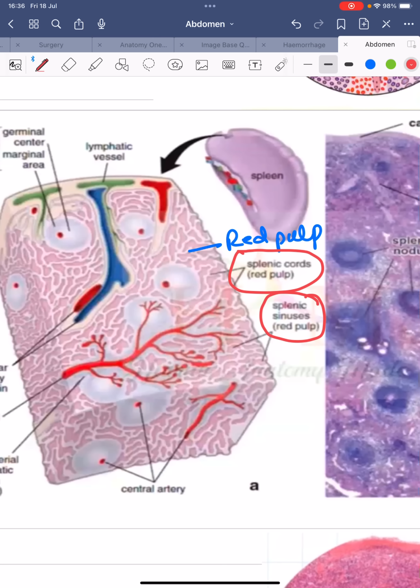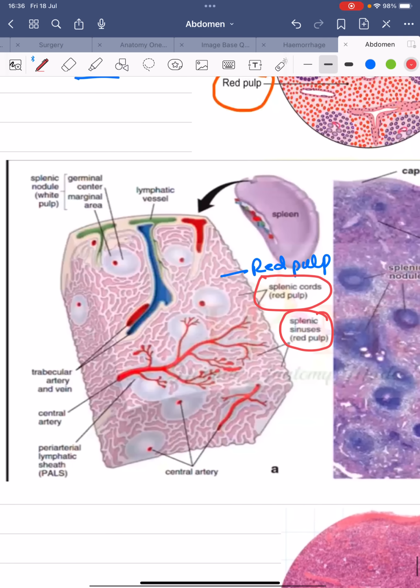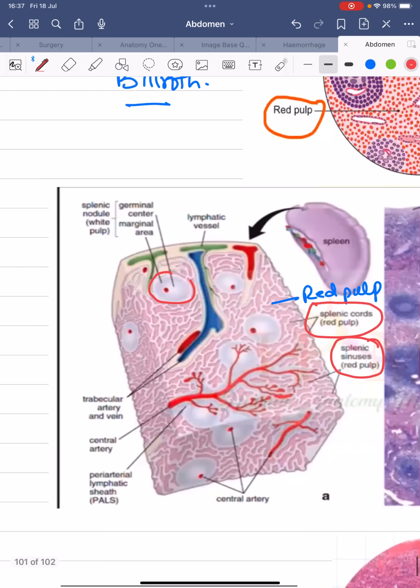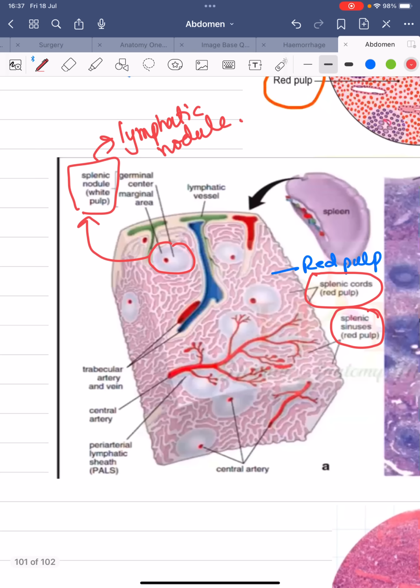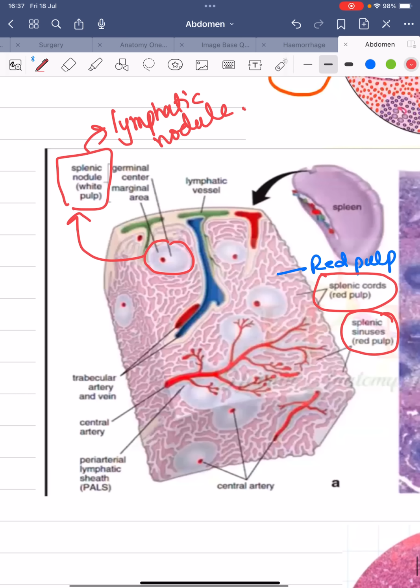Okay, and these are your white pulp. So this is your white pulp. Please remember, what is white pulp? It is a lymphatic nodule. So what is present in this lymphatic nodule? Please remember, in this lymphatic nodule, as you can see in this diagram, this red central arteriole, or splenic arteriole, is present.